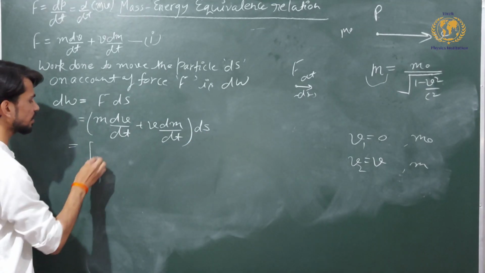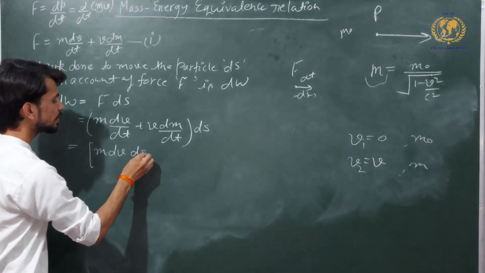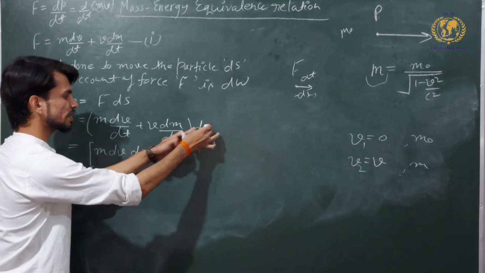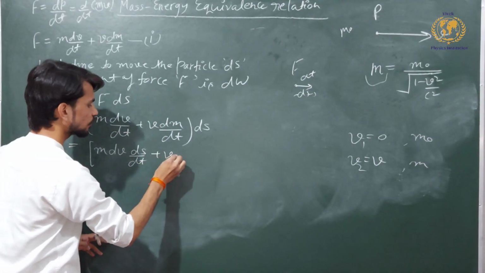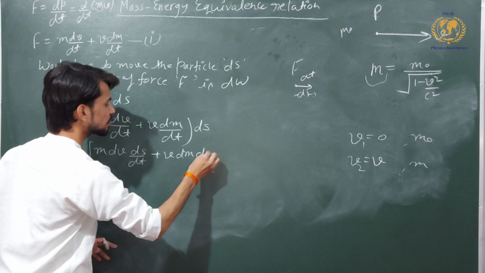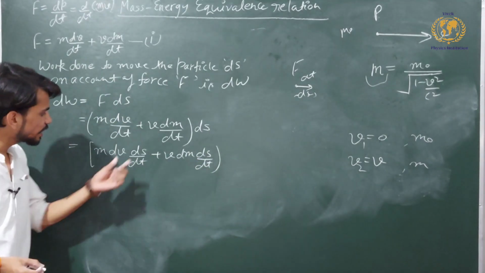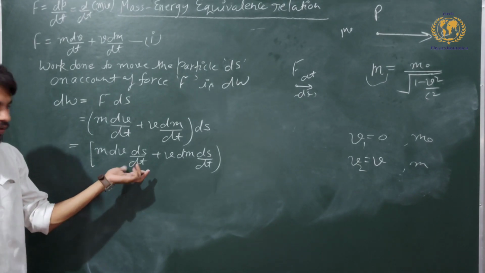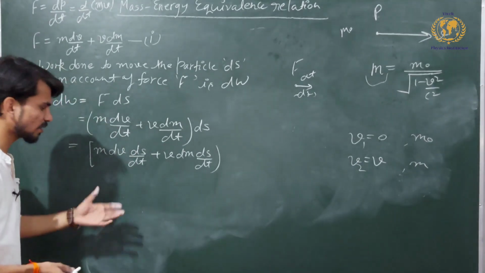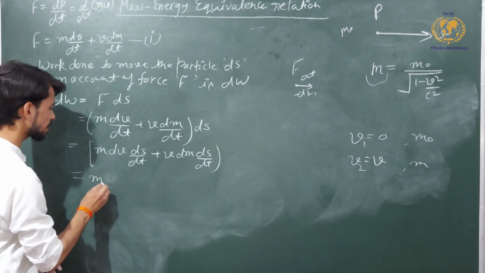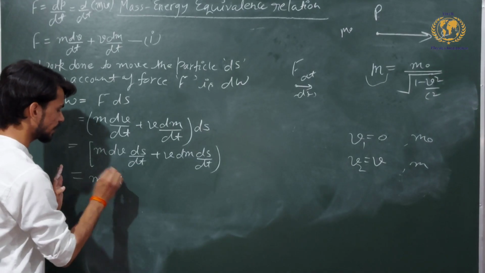So I will get m dv ds upon dt, plus v dm ds upon dt. Now ds upon dt is nothing but the velocity, because the rate of change of displacement with respect to time gives the velocity. So this is nothing but v. Let me write it in front of dv.